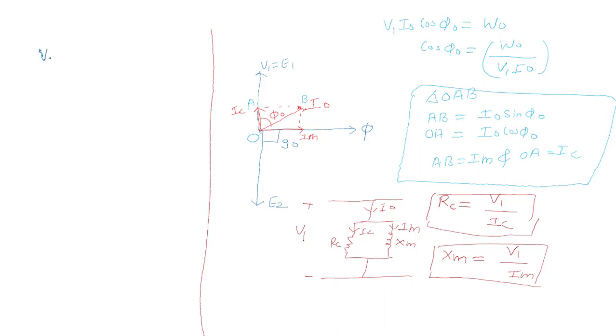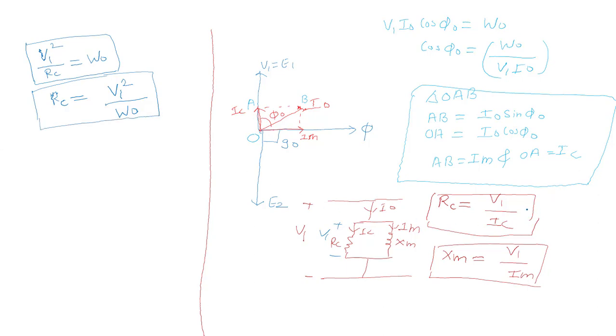that is by V1 square upon RC equals W0. See, directly from here, the voltage directly imposed is V1, so V1 square by RC equals W0, that is RC equals V1 square upon W0. So by this formula we can also find the value of RC, or else by using the formula V1 by IC, for which we have to calculate IC and IM.